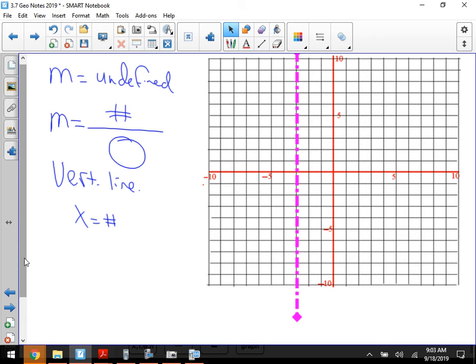Move, move. Do that. We're getting there. We're getting there. Okay?